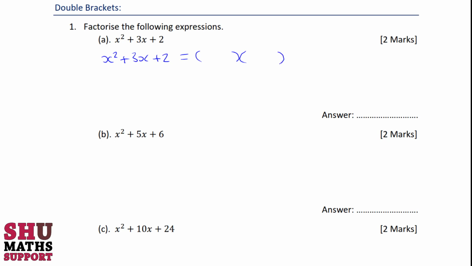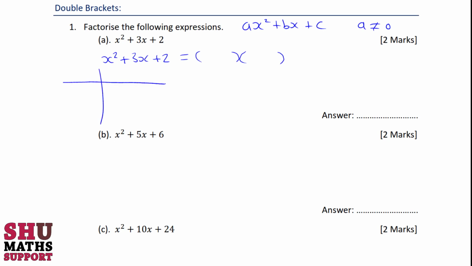And I know it's going to be in that form because it's in the form of ax squared plus bx plus c. Now to be able to factorize this, what I like to do is set up a little table like this. And in the first column, I place what the b value is. So b is this middle term here, so we have b is equal to 3. And then at the top of the second column, we have a times c. So we have a as 1 and c as 2, so we know that a times c is 2.